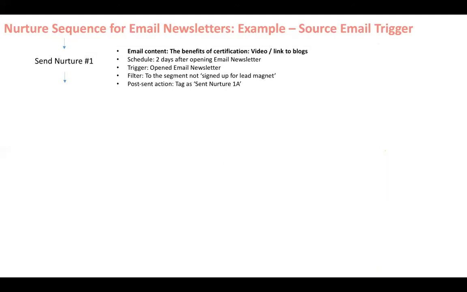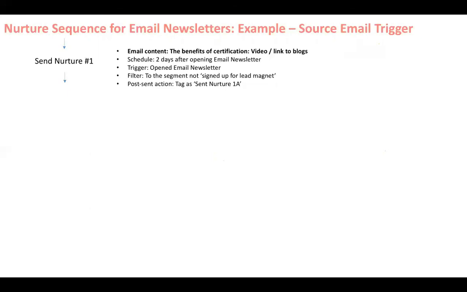So you sent the email newsletter off, and then you say, if they have opened the email newsletter, only if they have opened the email newsletter, send this email that says benefits of certification. This is an example, again, one I do for my clients, 2 days after they've opened the email newsletter. This can be 1 day, this can be 2 days. The way I've set it up for these guys is 2 days. It can be whatever you want, okay?